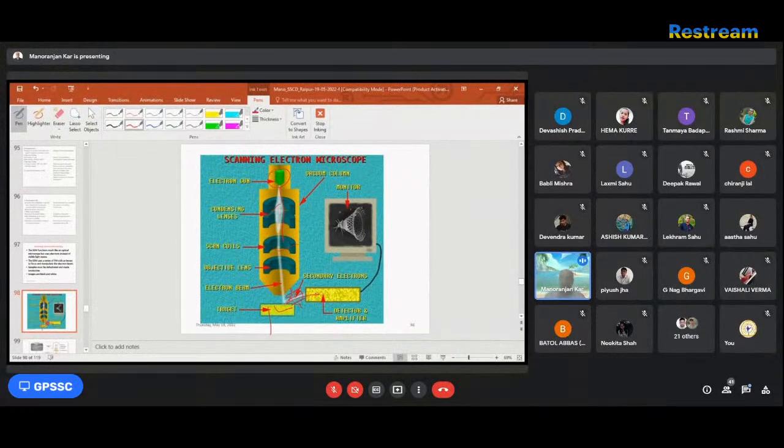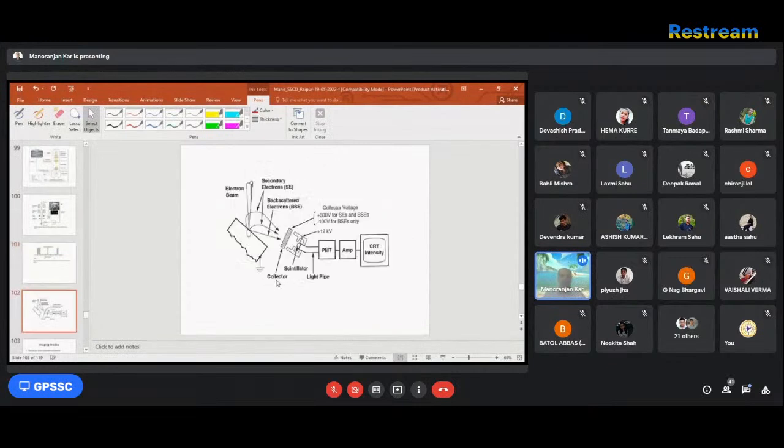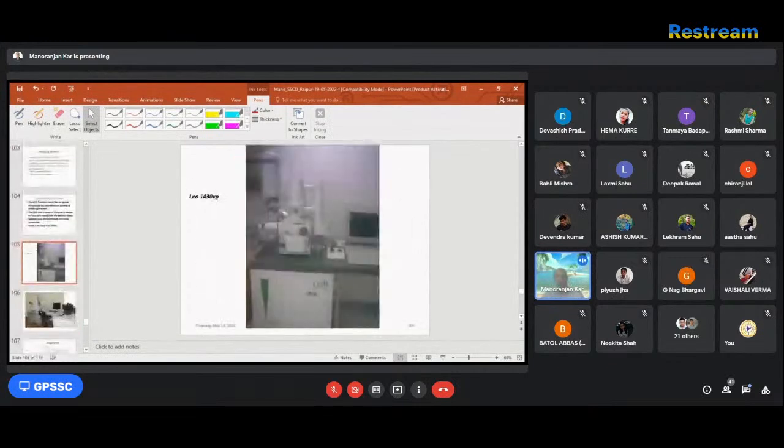So either you can detect the secondary electron, or the backscattered electron, or the Auger electron. So who will control this? Only the electromagnetic field here. That's all the difference in technique, nothing else. So I'll not go into that resolution and all.